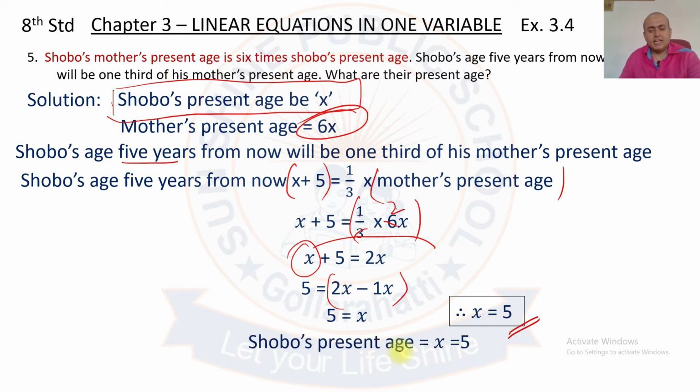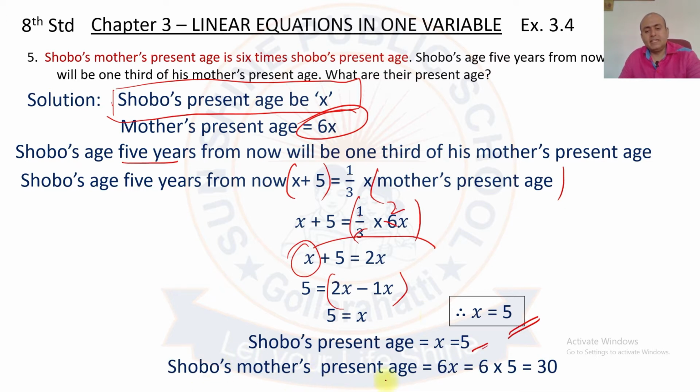Therefore Shobu's present age is x is equal to 5, and Shobu's mother's present age is 6x, that is 6 into 5 is 30. Therefore mother's present age is 6 times the age of Shobu. If you multiply Shobu's age by 6 times, you get his mother's age, that is 6 fives are 30. Therefore the age of his mother is 30.